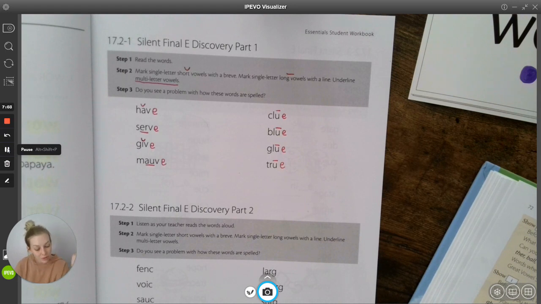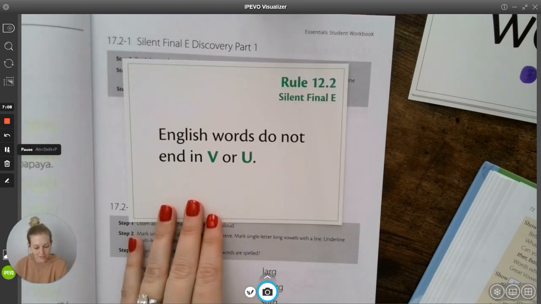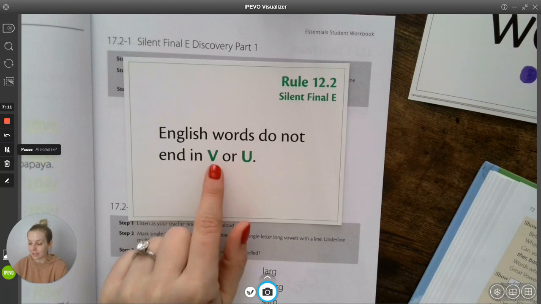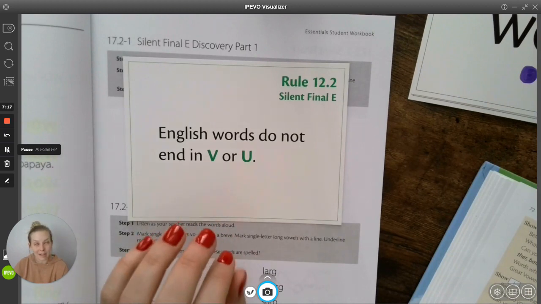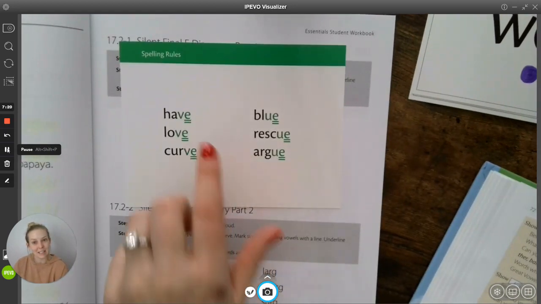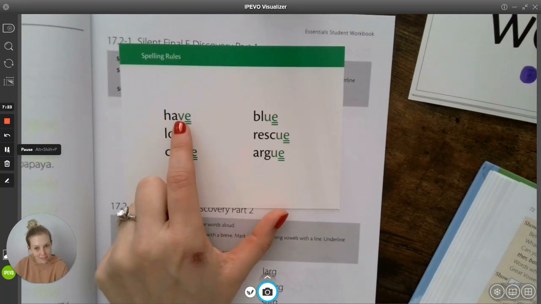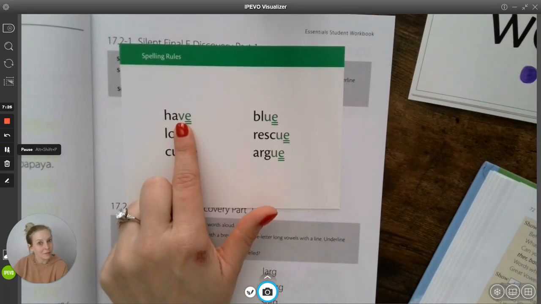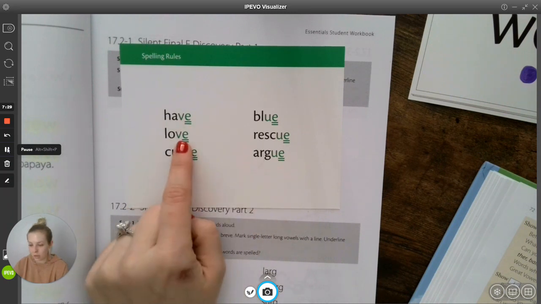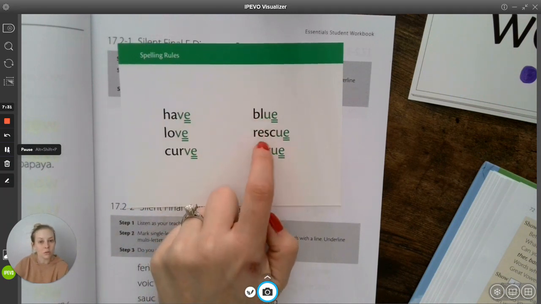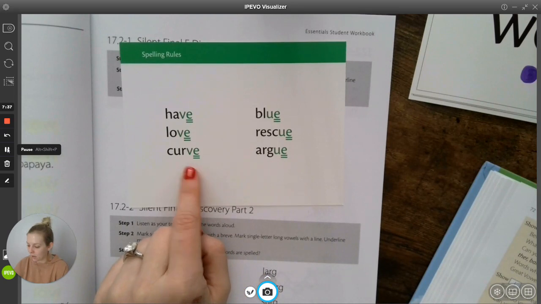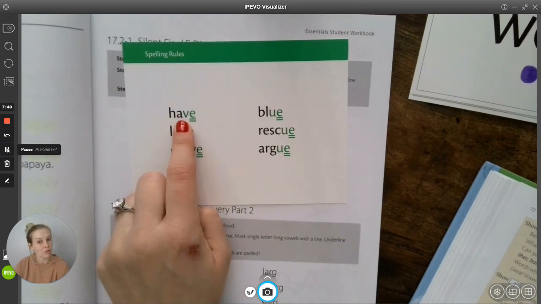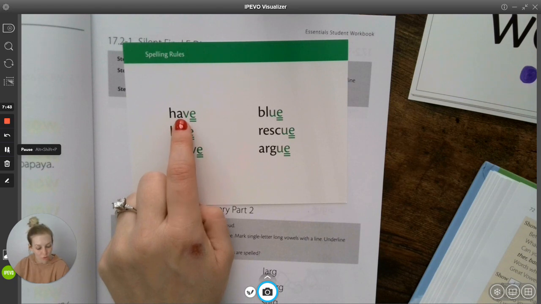All right, so what do you think? I'm going to show you the spelling rule card. So, English words do not end in V or U. Why is there a silent final E in the word have? Because English words don't end in V or U. Same with love, curve, blue, rescue, and argue. Is the vowel sound in have long or short? The vowel sound. It's short. Good.